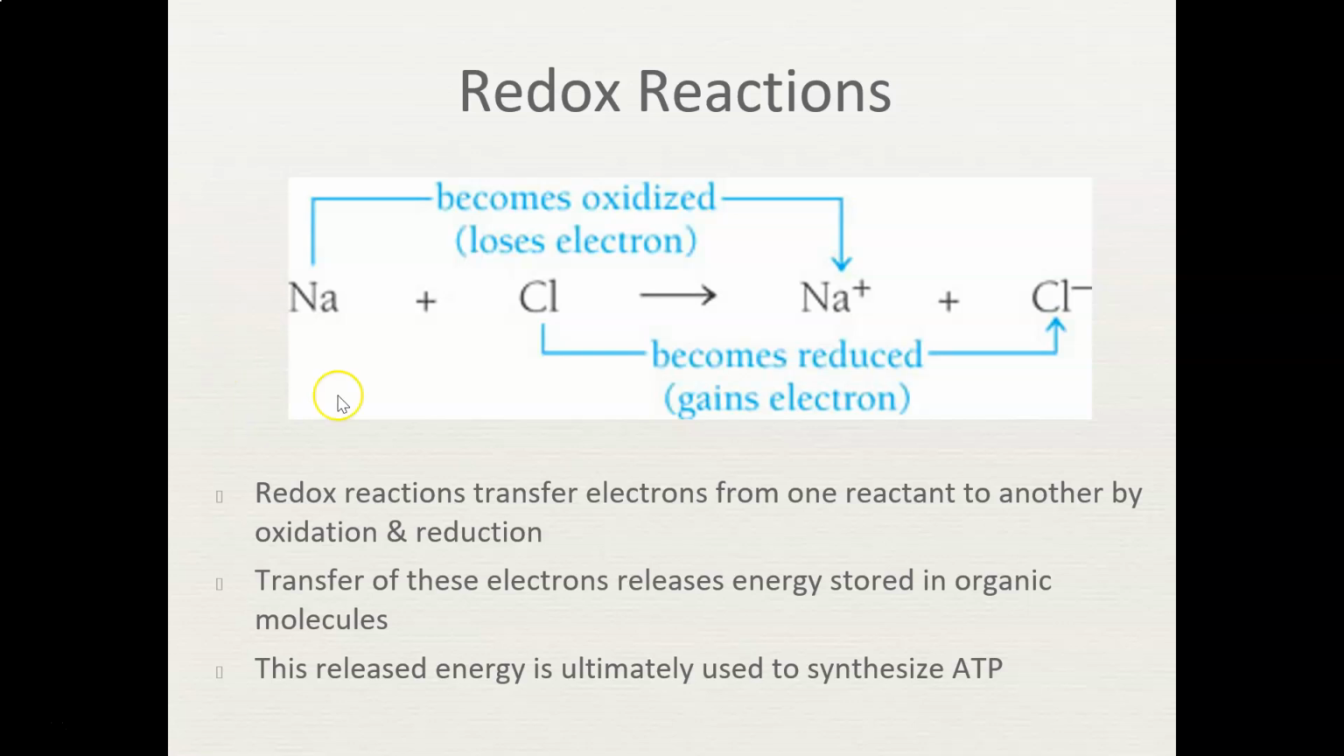So if I look at just a really simplistic, easy way to see this, is the creation of salt. So that sodium atom here becomes oxidized. It loses its electron, and so overall it has a more positive charge because it's lost that negative electron. The chlorine, on the other hand, becomes reduced. It gains that electron from the sodium. As a result, it now becomes more negative.